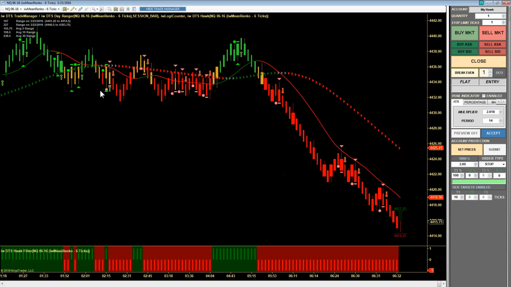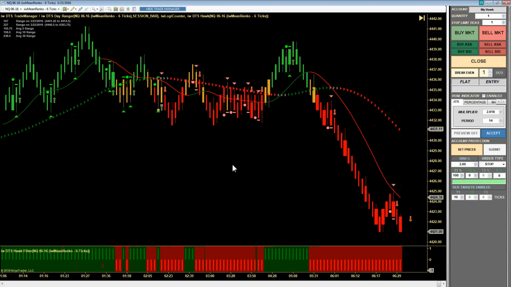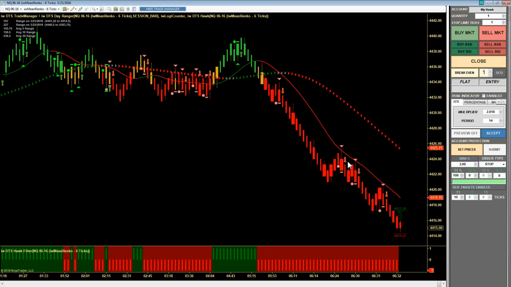So you're going to see there's a lot of arrows sometimes at print. We don't necessarily take all these trades. There's certain conditions that we look for. For instance, let's do this one right here on the Hawk Micro Scalper. This is a very high probability trade right here.